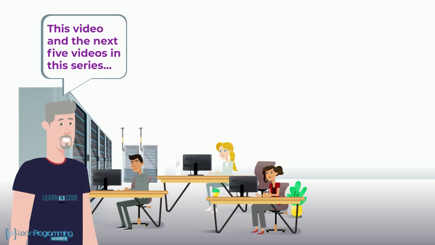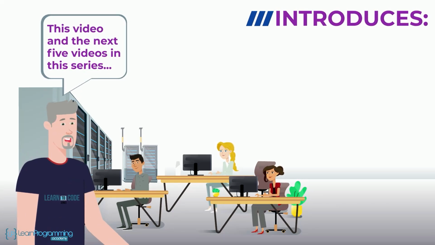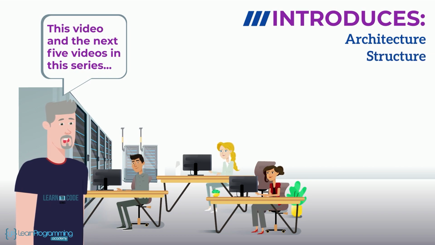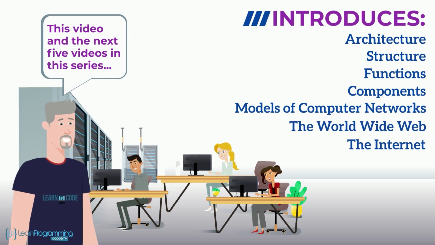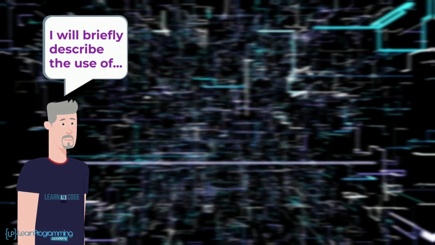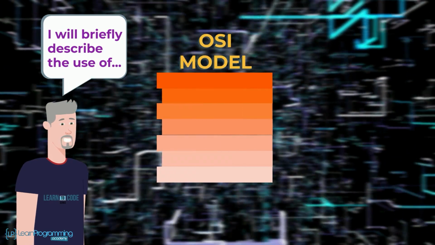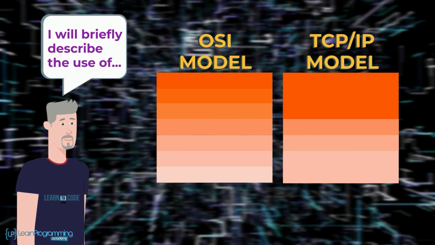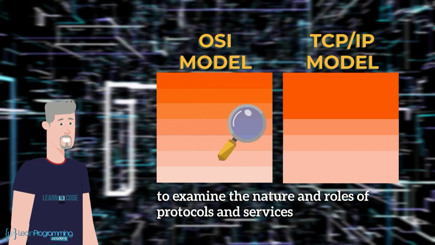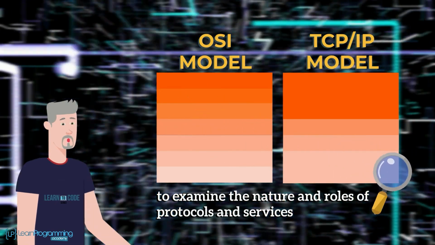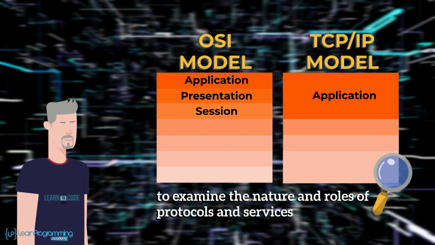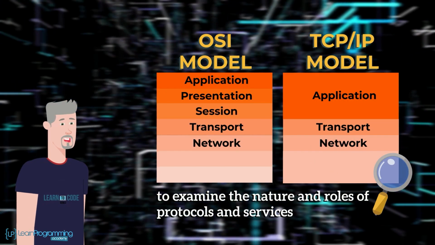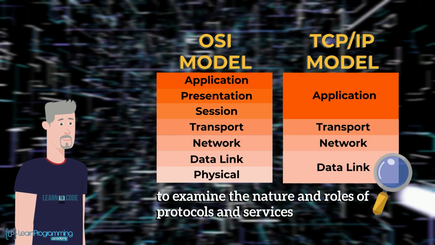This video and the next 5 videos in this series introduces the architecture, structure, functions, components, and models of computer networks, the World Wide Web, and the Internet. I'll briefly describe the use of OSI and TCP layered models to examine the nature and roles of protocols and services at the application, presentation, session, transport, network, data link, and physical layers.